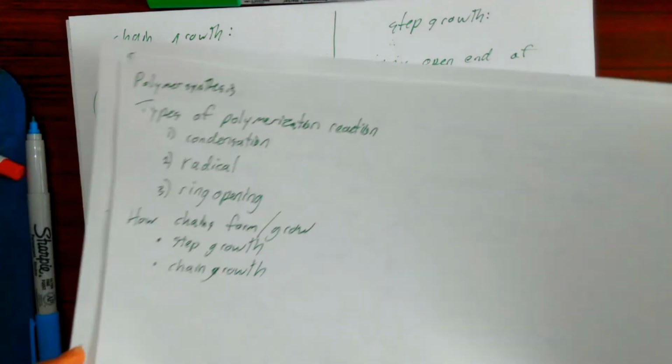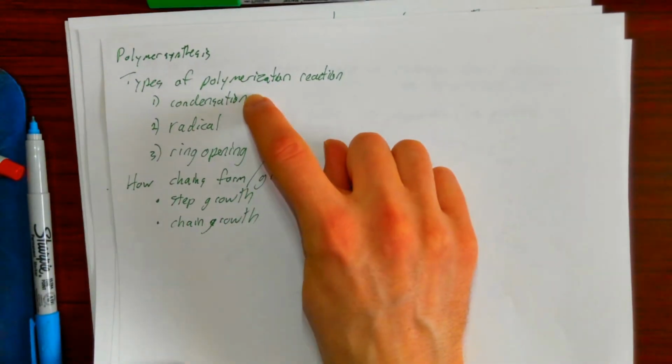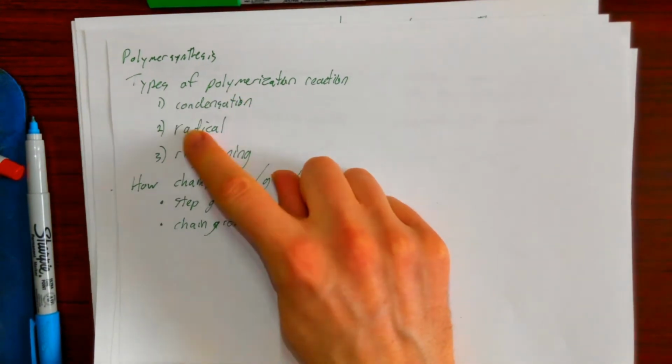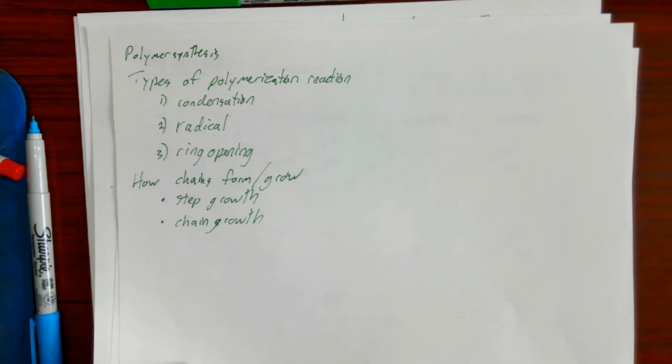So, thus concludes our qualitative description of polymer synthesis, the 3 types of polymerization reactions that form chains and the 2 distinct ways that chains grow and how they correspond to it.